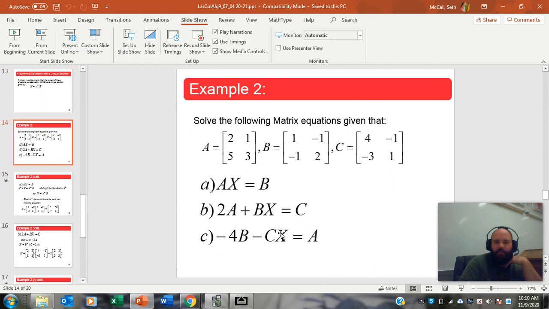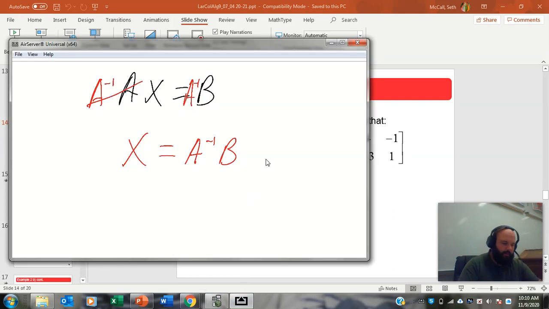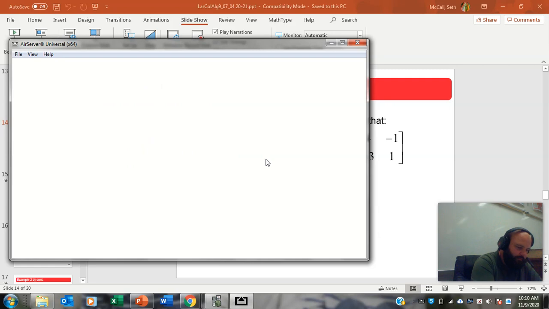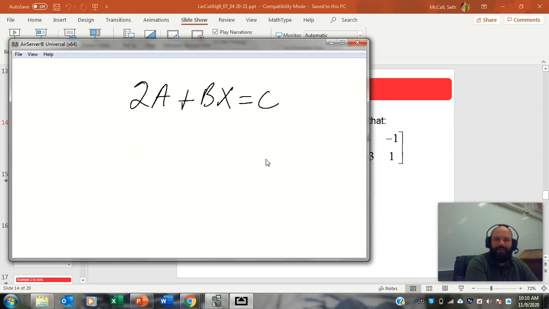So let's try another one. Let's try this 2A plus BX equals C. Okay, so we have 2A plus BX equals C. So the first thing we need to do is solve for the matrix X. And the way we're going to do that is we're going to subtract 2A from both sides.